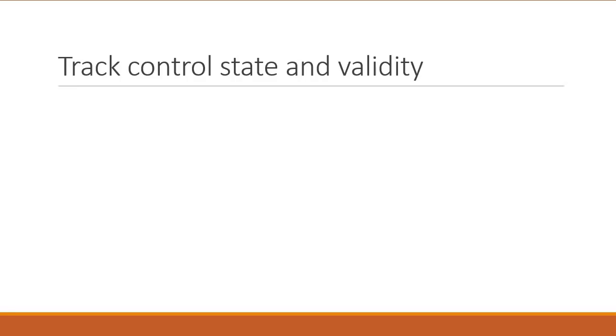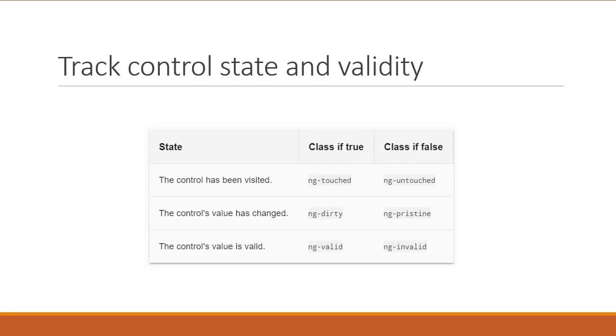is very important. Over the next couple of videos, let's take a look at validation in template-driven forms. Let's begin by understanding how Angular helps us with form validation by tracking the state of the form controls and applying the appropriate classes. I've got this snapshot from Angular docs, which points very clearly what class is applied to a form control based on its state and validity.